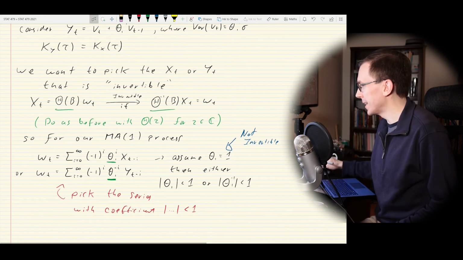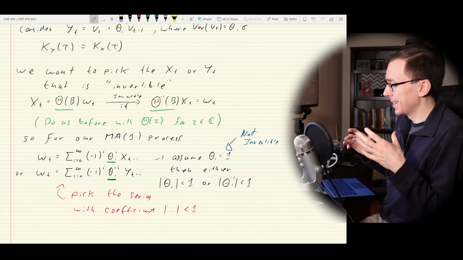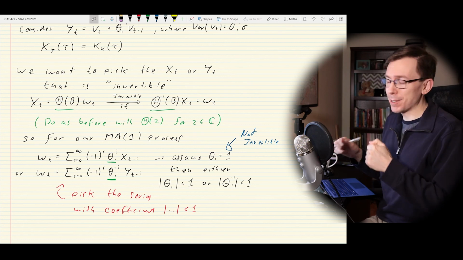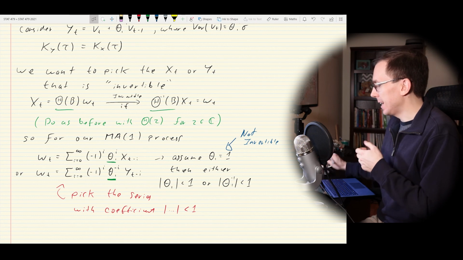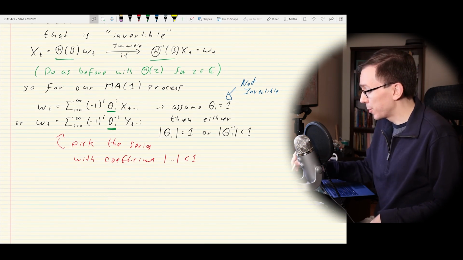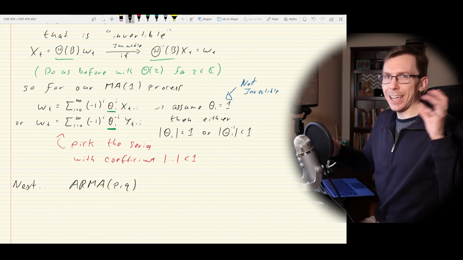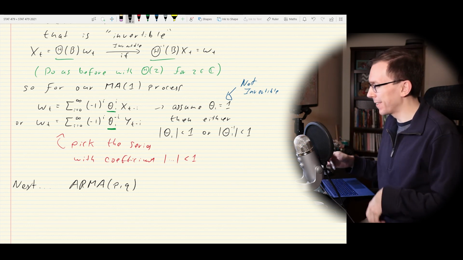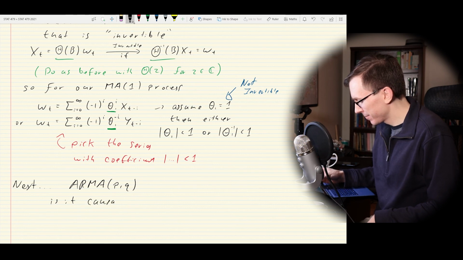Right. So that's more or less everything that we want to talk about in this lecture, because next we're going to take this autoregressive piece, the AR piece, and the MA piece, and we're going to cram them together to get an ARMA model. I'm just going to write it down so you know where we're going with this. Next is ARMA(p,q), where we take the AR piece, the MA piece, cram them together, and then we want to know, is it causal? Is it invertible?